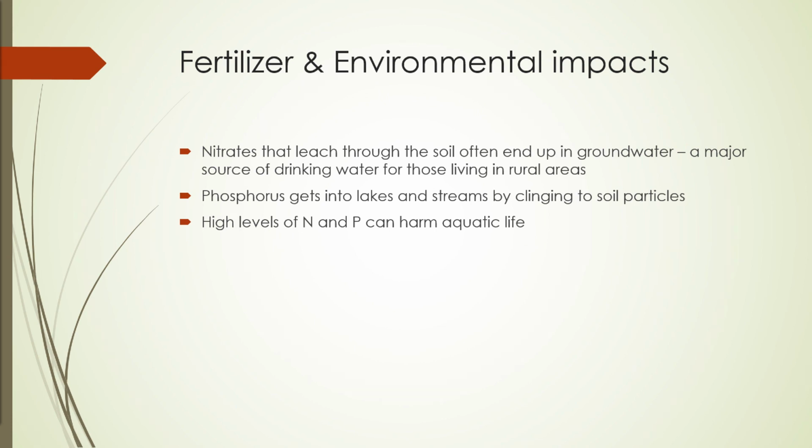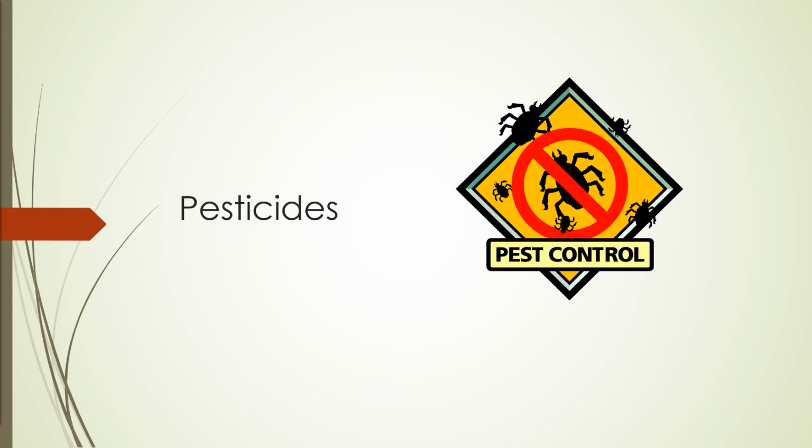Fertilizer and environmental impacts. Nitrates that leach through the soil often end up in the groundwater, a major source of drinking water for those living in rural areas. Phosphorus gets into lakes and streams by clinging to soil particles, and high levels of nitrogen and phosphorus can harm aquatic life.